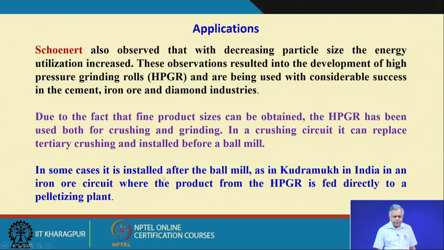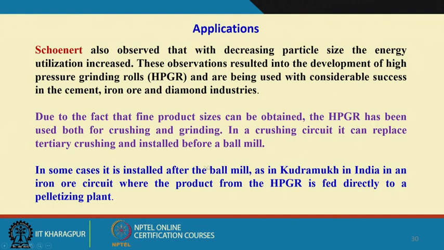In some cases, it is installed after the ball mill, as in Kudremukh in India, in an iron ore circuit where the product from the HPGR is fed directly to a pelletizing plant, because in the iron ore industry many times when you have a pelletizing plant, the ore has to be ground below 63 micrometer, but ball mills are basically designed for breaking the materials to below 150 micrometer sizes. So, HPGR can also be used for fine size grinding, which has been observed in Kudremukh.